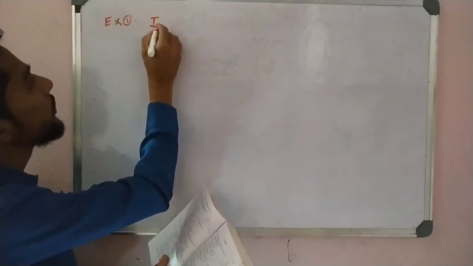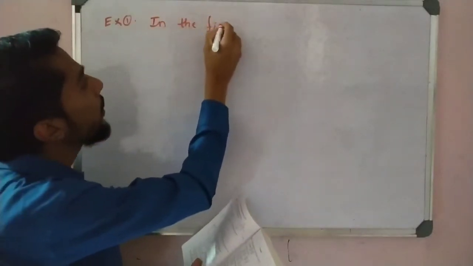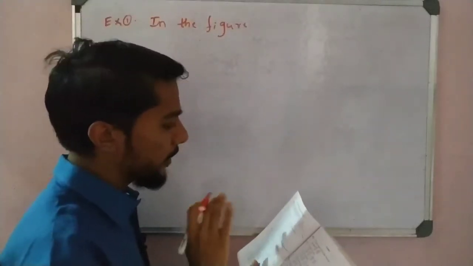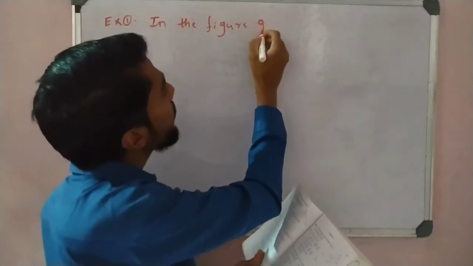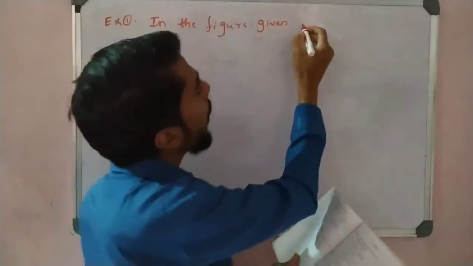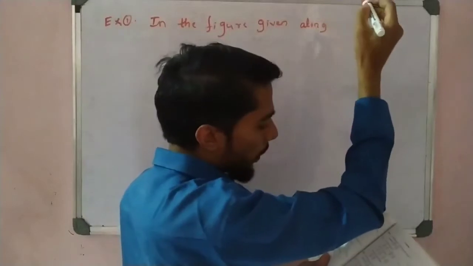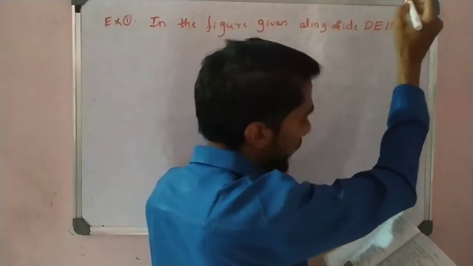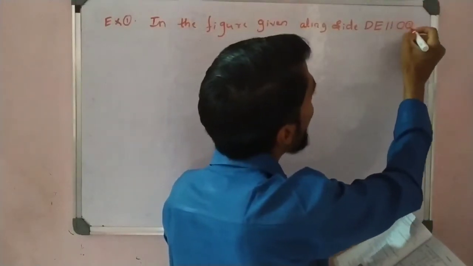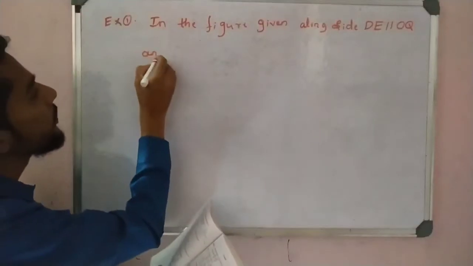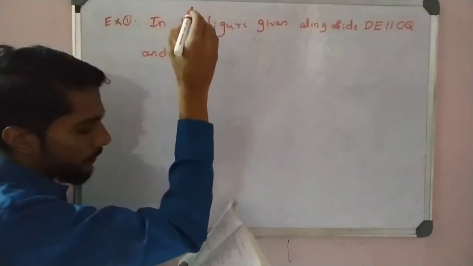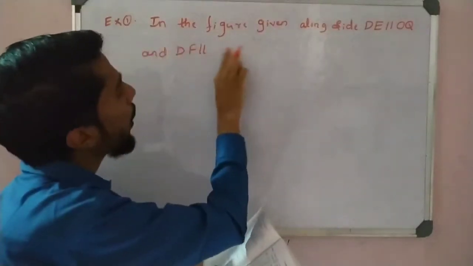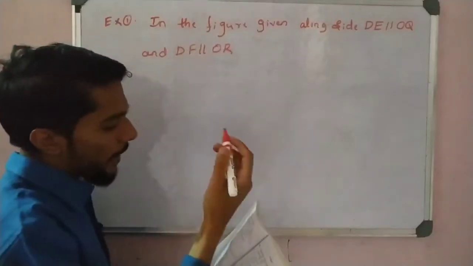In the figure, the figure is given. We do not need to draw it here, they give you the figure. So in the given figure, side DE is parallel to OQ, and DF is parallel to OR. Careful, write OR. Parallel sides are given.